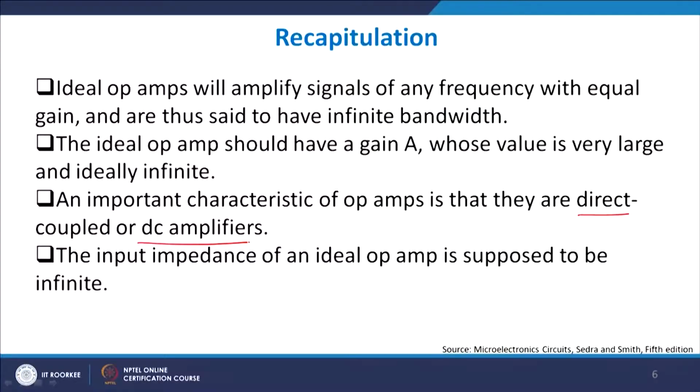The input impedance is very high, Zin equals infinity, and the output impedance is 0 in reality. These are again direct coupled or DC amplifiers. We will discuss this later on as time permits, but these are known as direct coupled or DC amplifiers because they are able to amplify very low frequency signals. So, even at a very low frequency, a good amplification is available when you do an operational amplifier design, right.